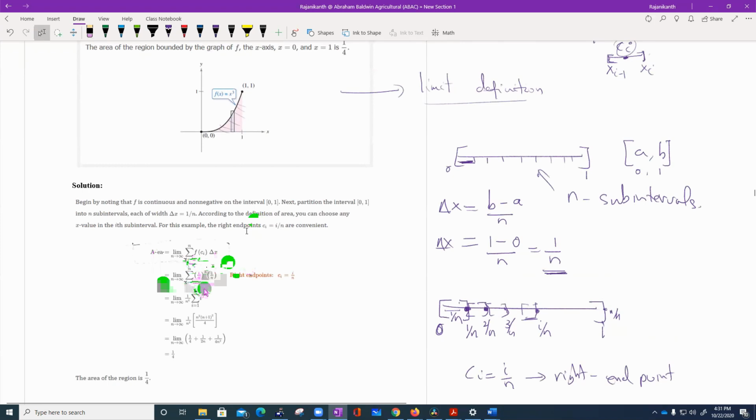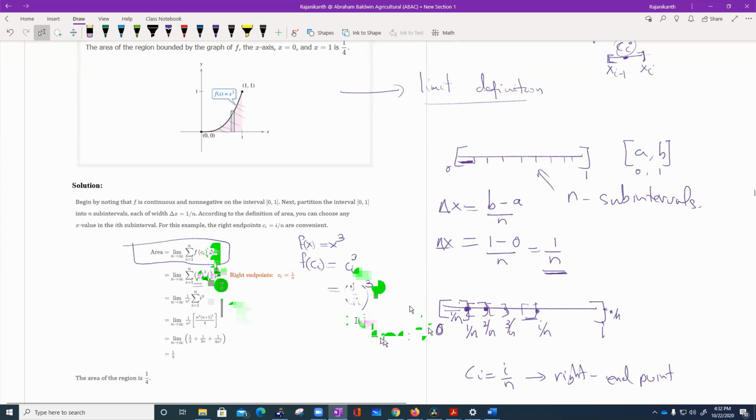Limit as n goes to infinity of the sum with i running from 1 to n. Remember the given function f(x) was x cubed. So you need to find f of Ci, simply plugging Ci in place of x. So you will get Ci cubed, right? Remember, I have chosen Ci as my right endpoint, which is i over n. So simply take the cube of that. That is why you have here (i over n) cubed times the length of the subinterval, which is 1 over n. So now do some algebra and simplify that.